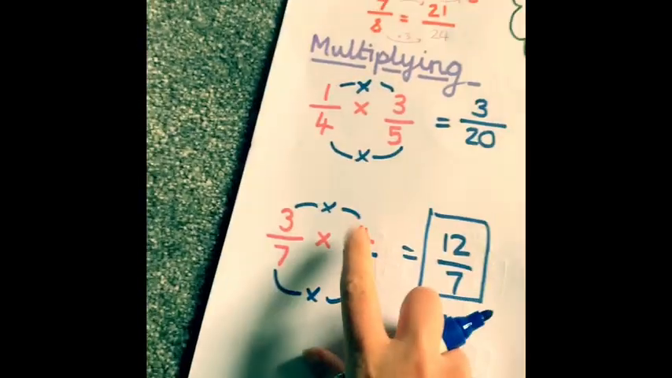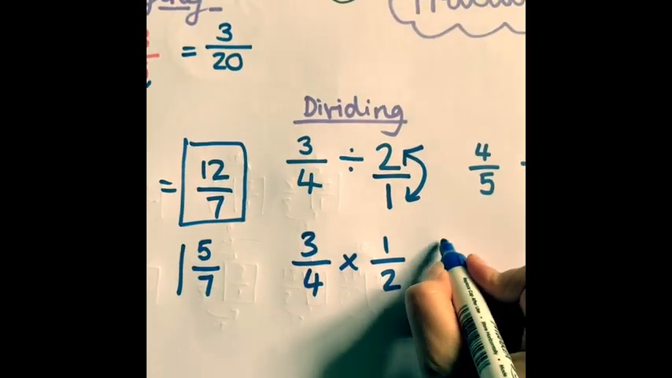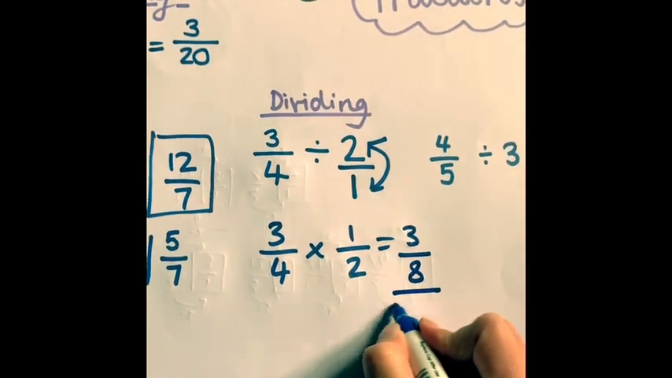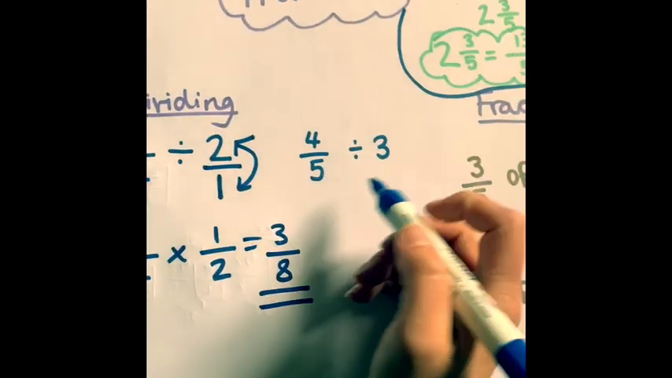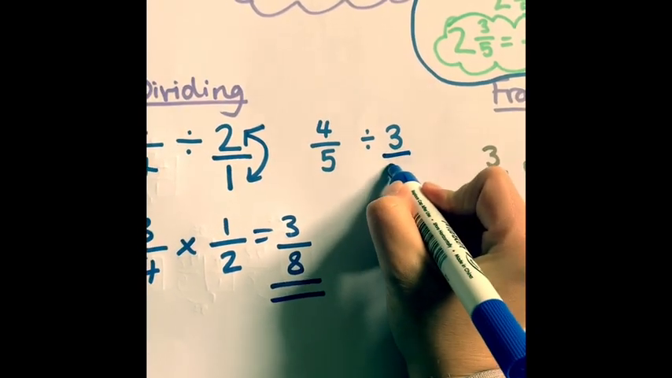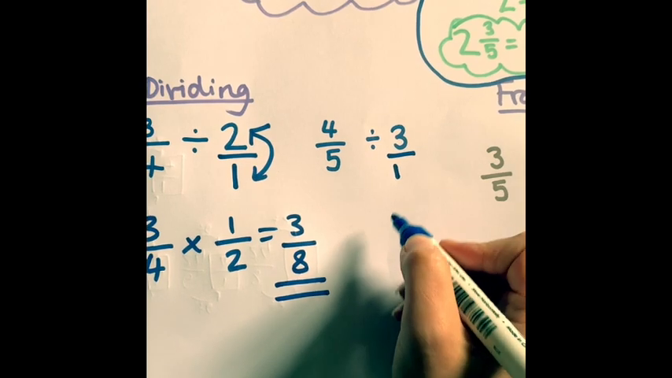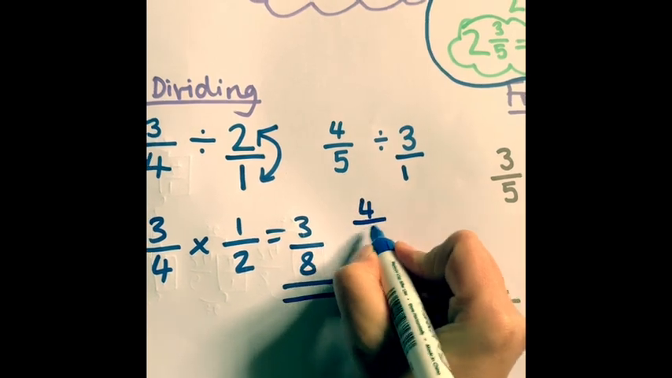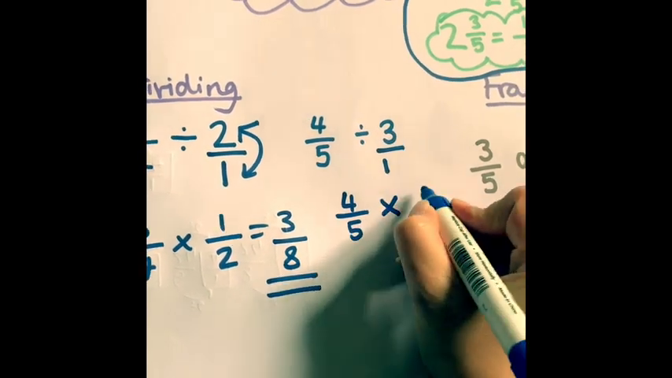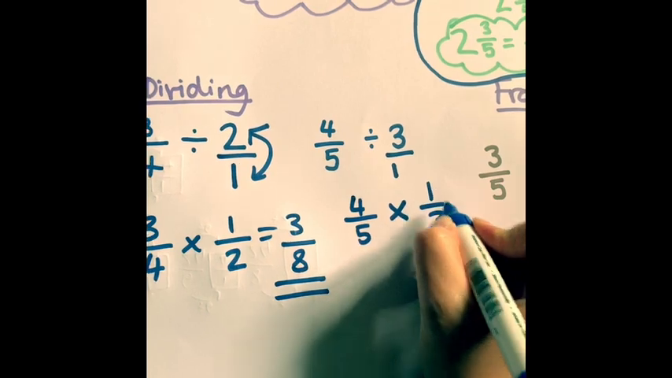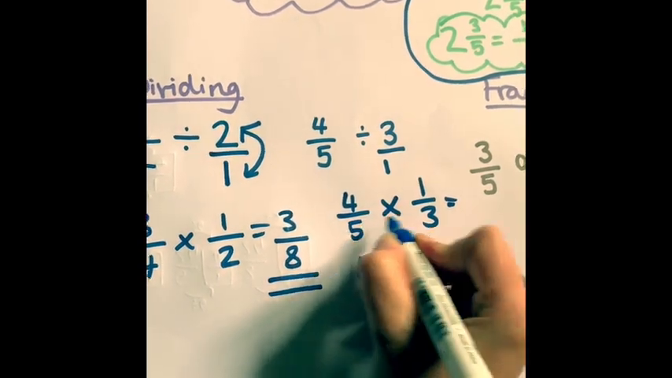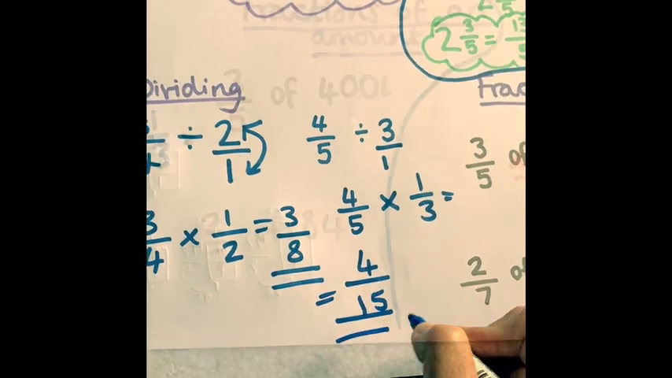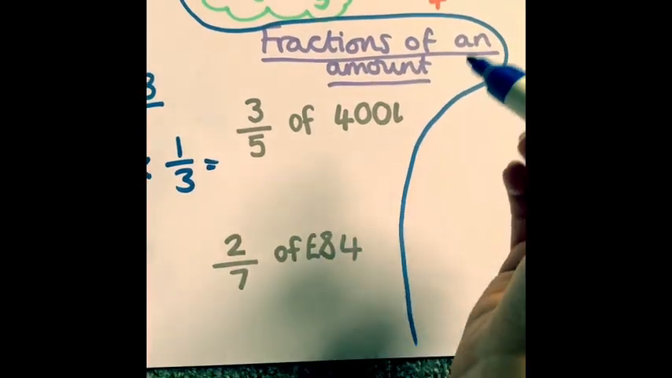Then we do exactly the same as what we did here, and we do 3 times 1 is 3. We do 4 times 2 is 8. So our answer is 3/8. And again with this one, if we change that into a fraction, we then have to flip it over. We're multiplying by its reciprocal. So the 3 is saying we're now multiplying by a third. 4 times 1 equals 4. 5 times 3 equals 15. So the answer is 4/15.